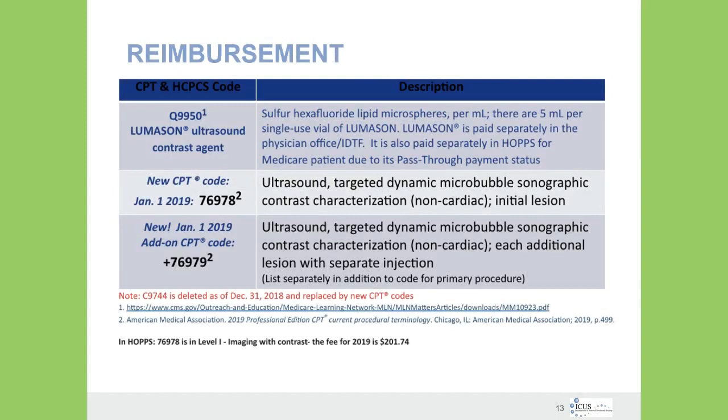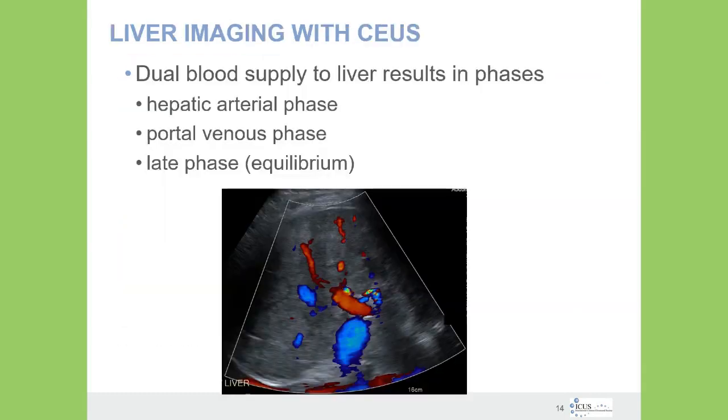As of January 1st, 2019, a new CPT code was enacted, and this CPT code is for ultrasound evaluation of non-cardiac lesions. And there is a code for the first lesion that is evaluated. There is another code if we evaluate more than one lesion in the same patient. In addition, there is reimbursement for the agent that is administered as well. I want to talk about some particular applications, and we're going to talk primarily about liver and kidney.